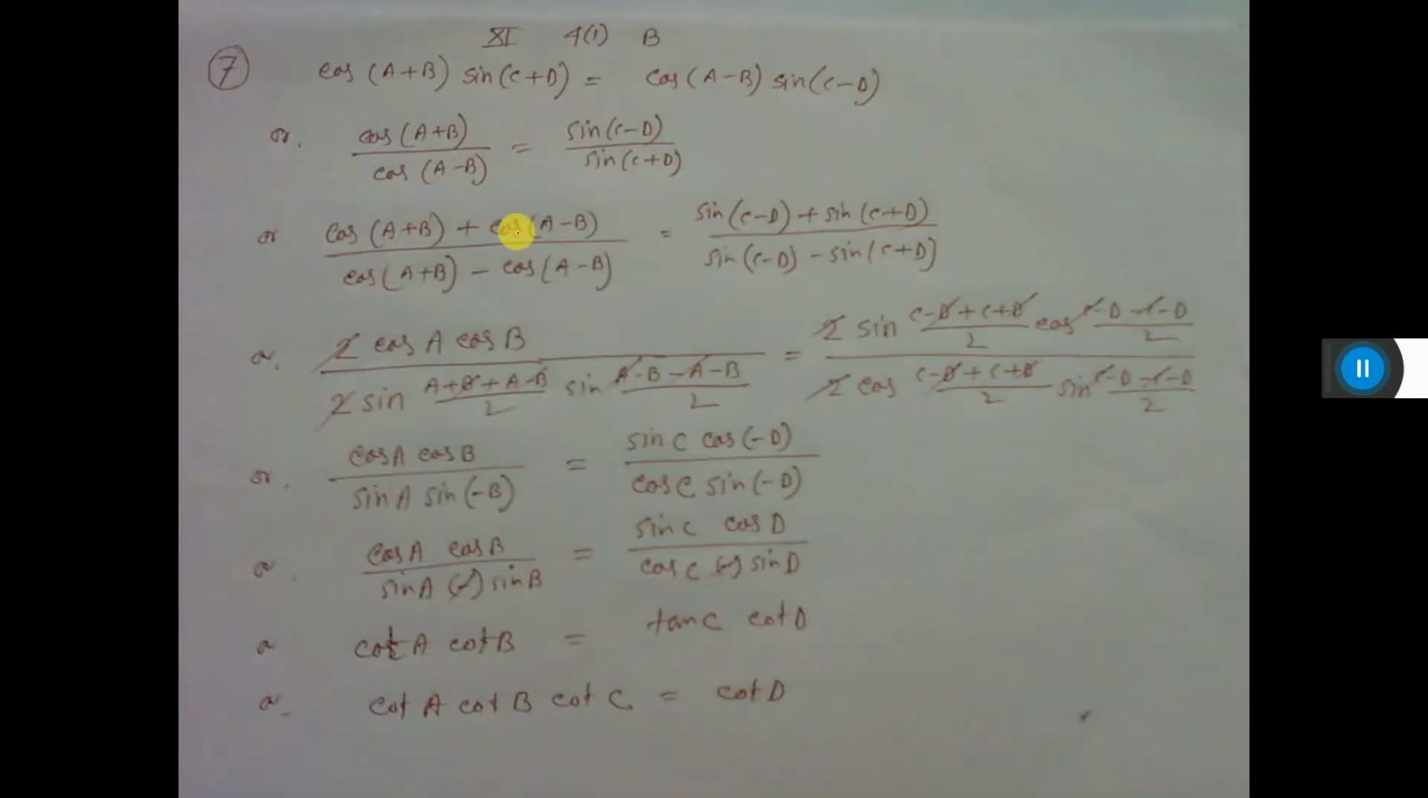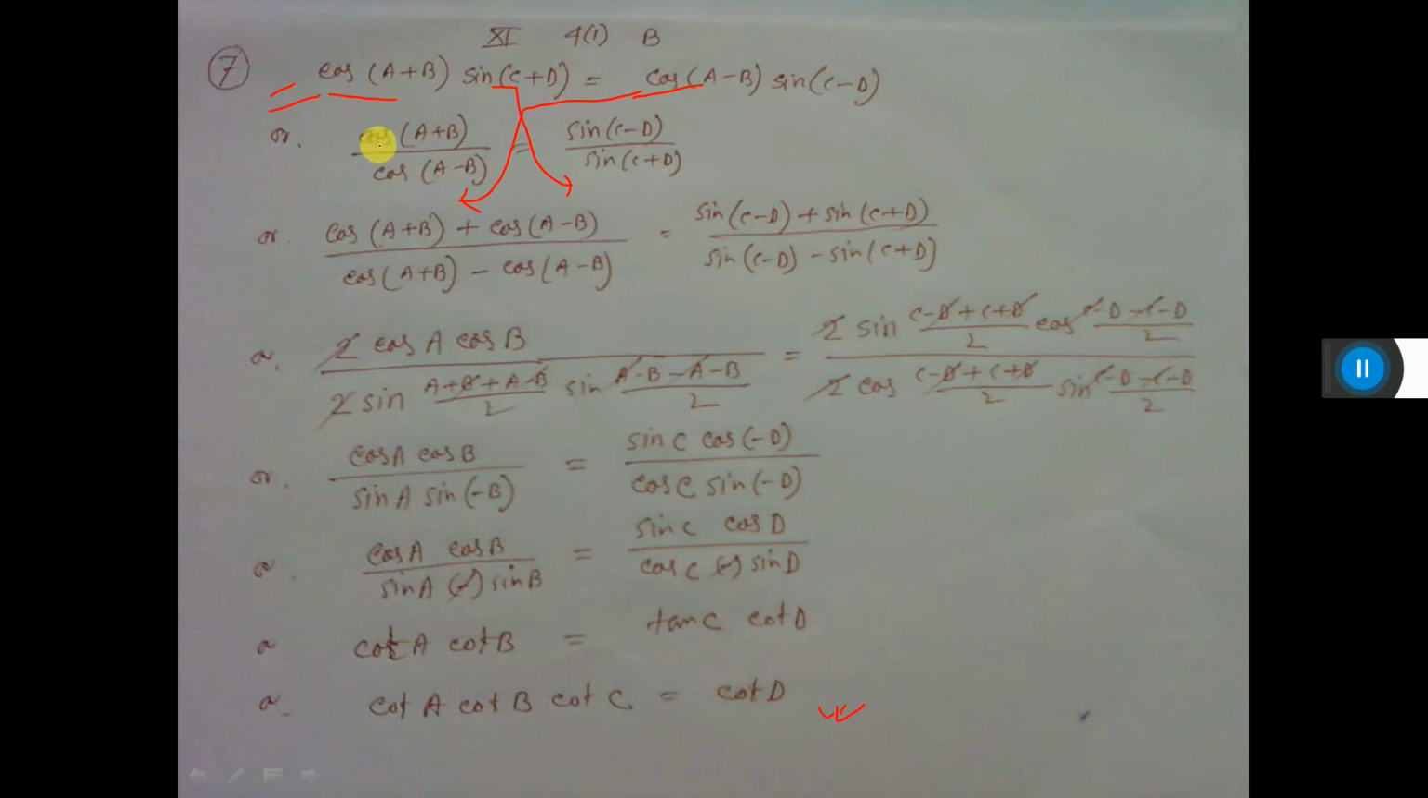Next is this sum. Given this one, we have to prove this one. So you take the given one, and cos(A plus B) and cos(A minus B) you take in the denominator here, and sin(C plus D) you send to that side in the denominator.